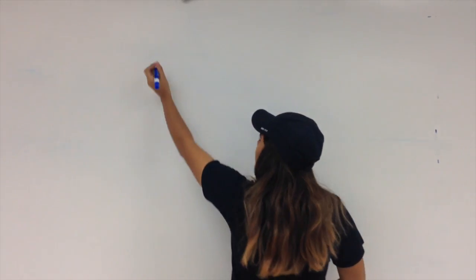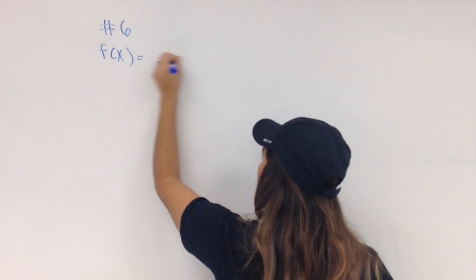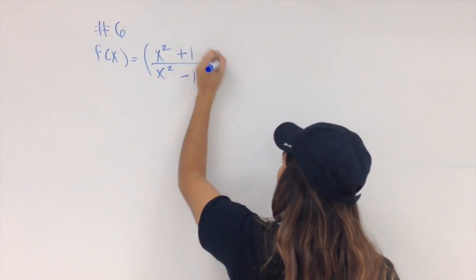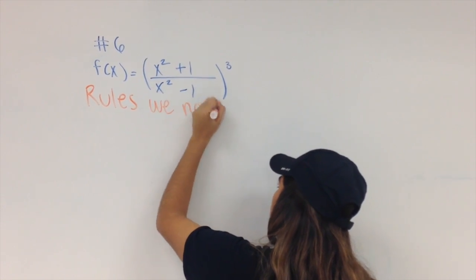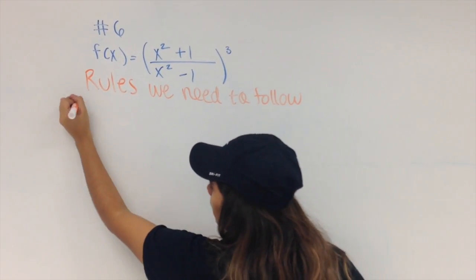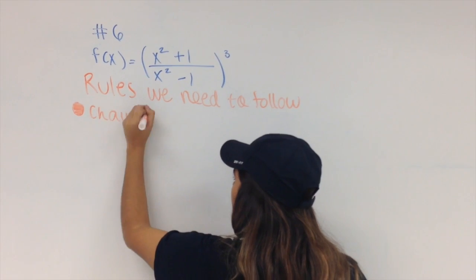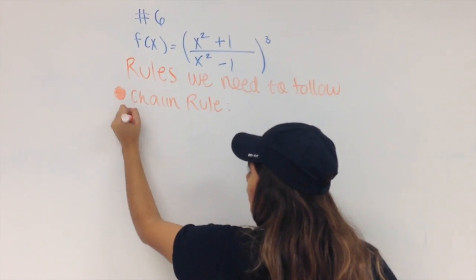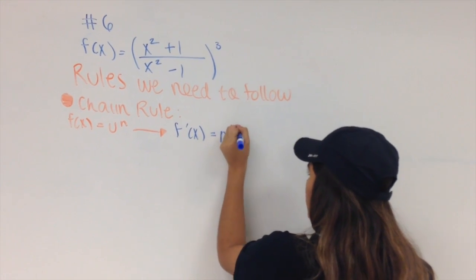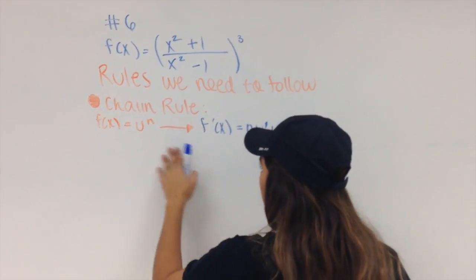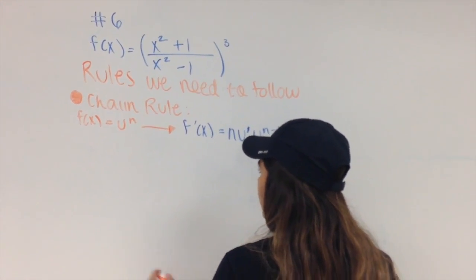Today we're going to get the derivative of the function (x squared plus 1) divided by (x squared minus 1), all to the cube. First of all, let's identify the rules we need to follow for this function. We're going to need to use the chain rule because the function is composed of an expression u elevated to the n power. With this rule, we get that the derivative is n times u prime times u elevated to the n minus 1 power.